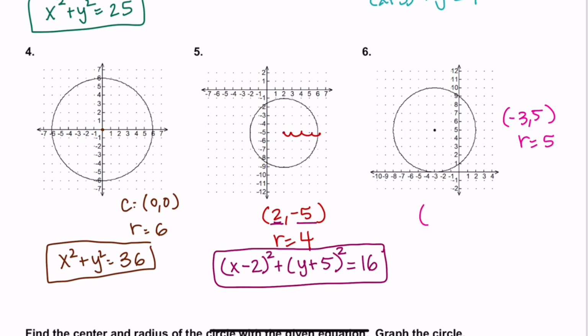We're going to start with our x value, x. I have a minus 3 here, so we're going to switch the sign. It's going to be a positive 3 squared, plus we have our y value, which is a positive 5. So in the equation, it's going to be in parentheses, and we're going to have y minus 5 squared equals our radius squared. 5 squared is 25.